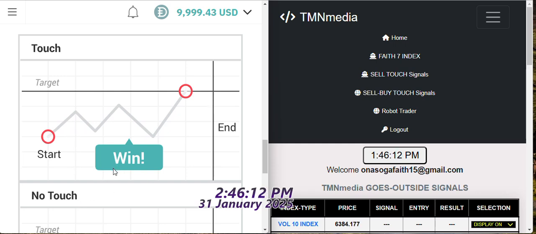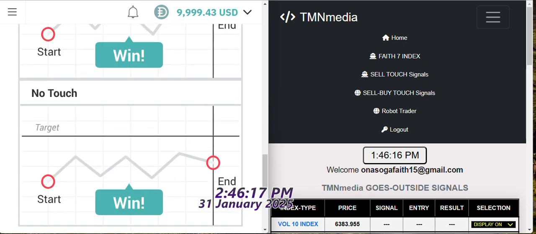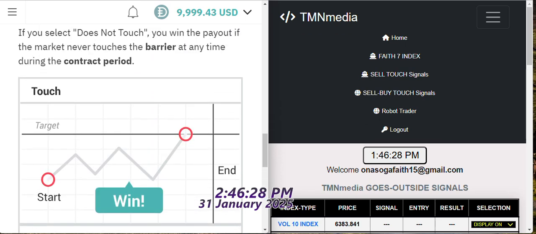I need you to understand there are two of them. There is touch, no touch. We are not working with no touch. No touch means it's not going to go there. It's not going to go either up or down, whichever barrier direction you choose. We are not working with no touch. We are only working on touch.